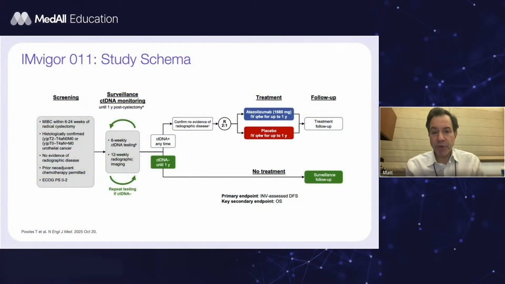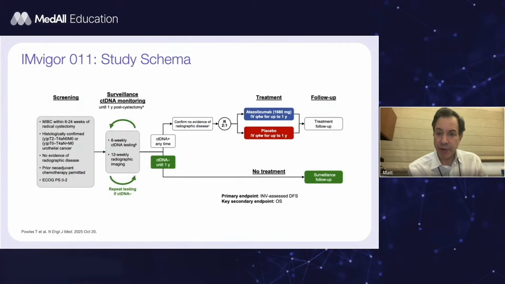So let's talk about the prospective data that is now informing some of these treatment considerations. IMvigor11 is a study that really mimicked IMvigor10, which we already discussed, but it was done in a prospective fashion, seeking to validate the retrospective ctDNA findings from IMvigor10.